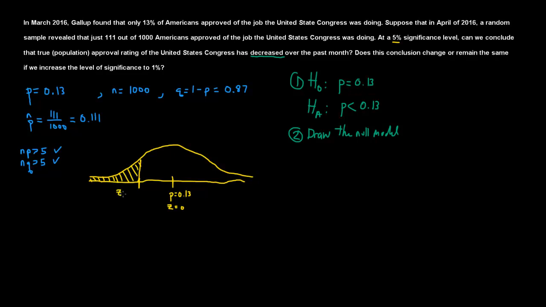So I'll label that Z crit equals, and we'll have to find that. Okay. Now, what is that shaded area under the curve going to be equal to? Well, that's alpha. Alpha is a 5% significance level. So that right there is alpha equals 0.05. Okay. If it's a two-tail test, you have to split alpha in two and put half of alpha in each tail. But here we just have a left-hand, a one-tail test, so we put all of alpha in the left-hand tail. Okay.